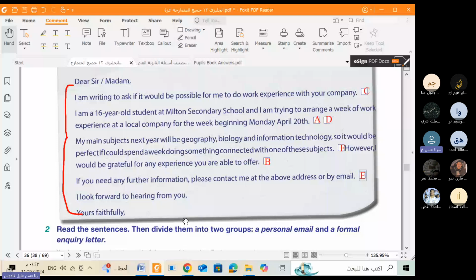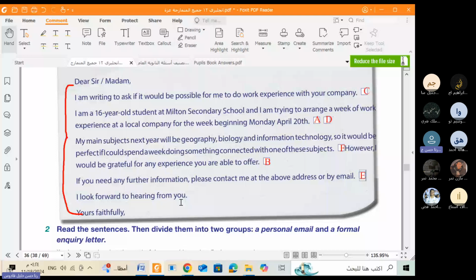Okay? Now, I look forward to hearing from you. This is a very common statement that is used to finish any formal letter. I look forward to hearing from you. I look forward to your reply in the near future. Something like that. You can end by such sentences to close your general inquiry letter. Pay attention, it's a general one. As you noticed, you do not have specific information in it.